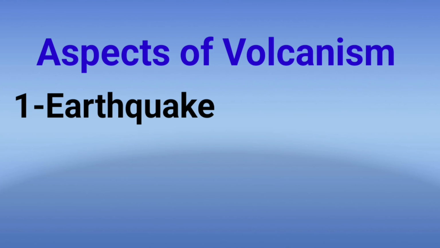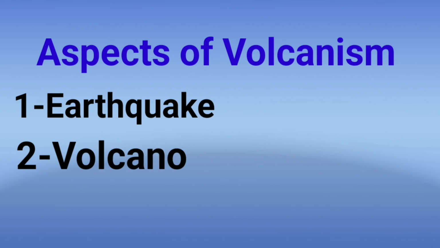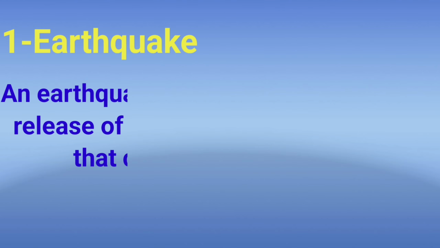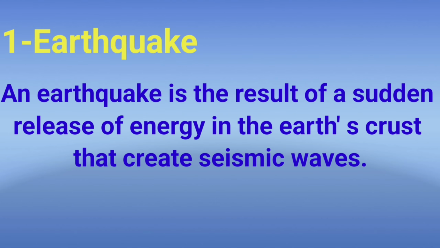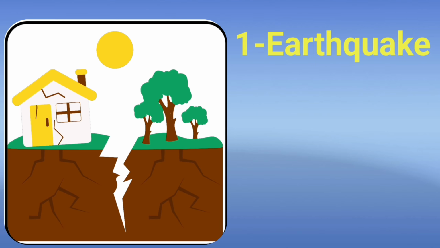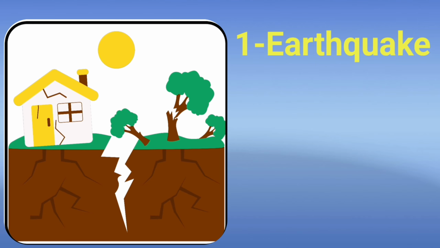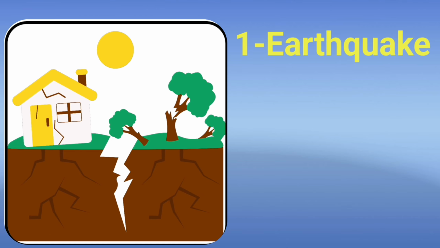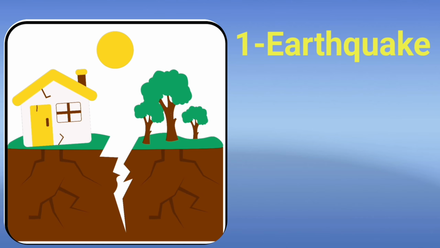Aspects of volcanism. First one is earthquake and the second one is volcano. How does a volcano cause an earthquake? An earthquake is the result of a sudden release of energy in the earth's crust that creates seismic waves. Vibration generated by the movement of magma or other fluids within a volcano causes earthquakes. Pressure within the system increases and the surrounding rock fails, creating small earthquakes.